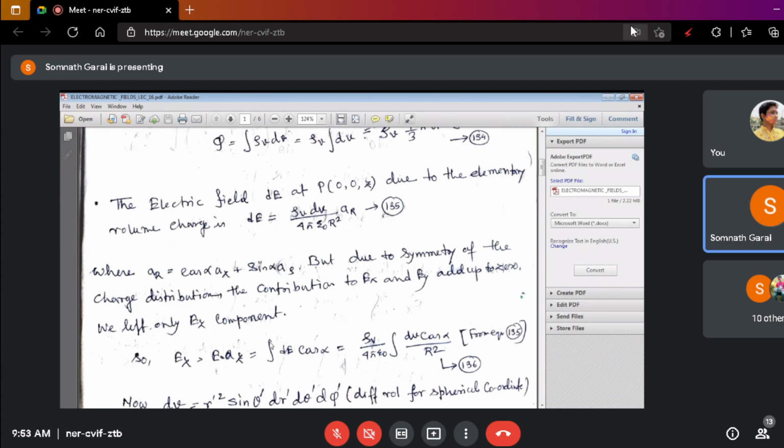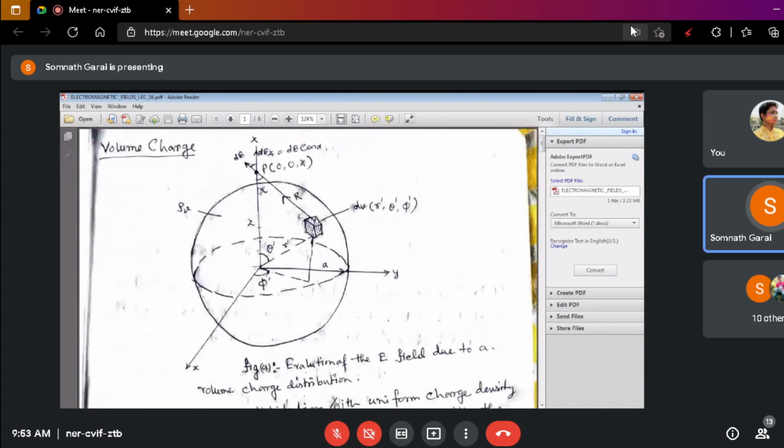Okay. Sir, can you repeat the AR part, sir? AR part, okay. This is the direction of R, right? So the vector direction will be AR in this direction, right? Yes, sir.